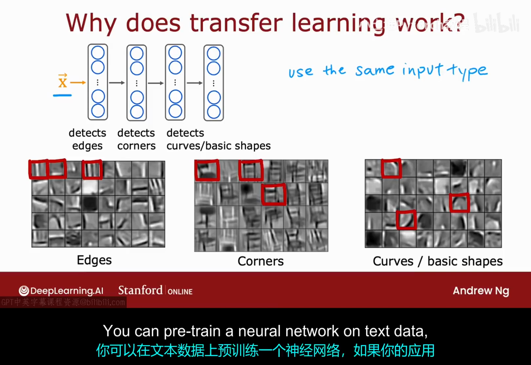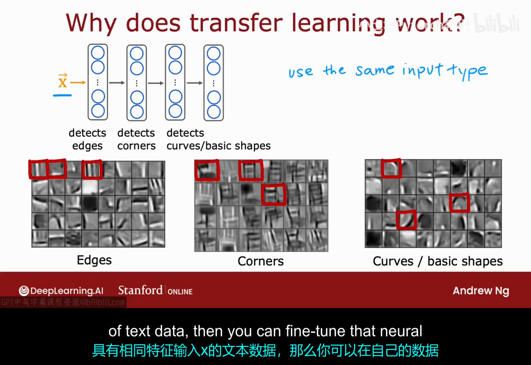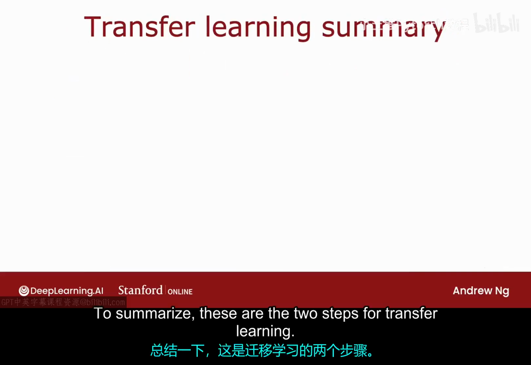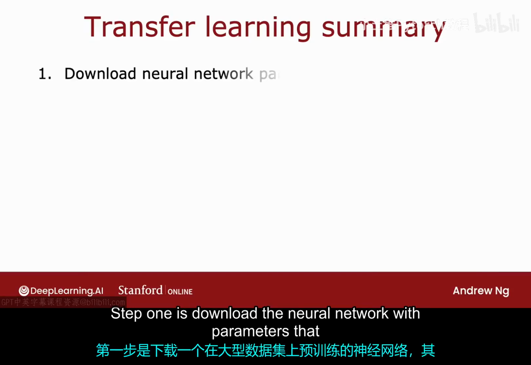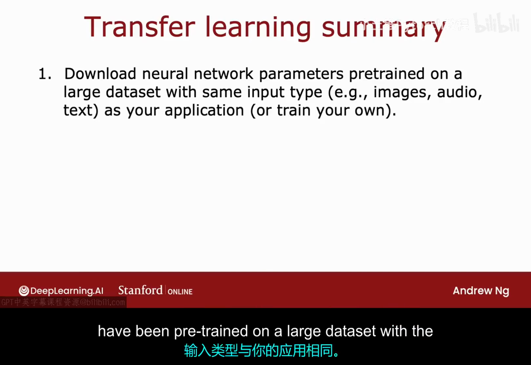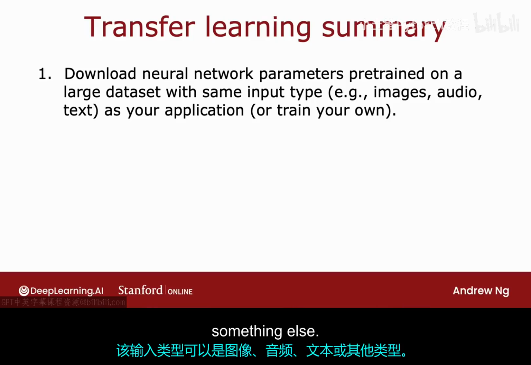You can pre-train a neural network on text data. And if your application has the same feature input X of text data, then you can fine-tune that neural network on your own data. To summarize, these are the 2 steps for transfer learning. Step 1 is download a neural network with parameters that have been pre-trained on a large data set with the same input type as your application. And that input type could be images, audio, text, or something else.